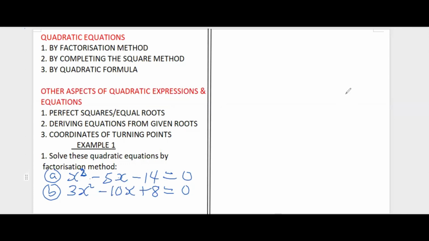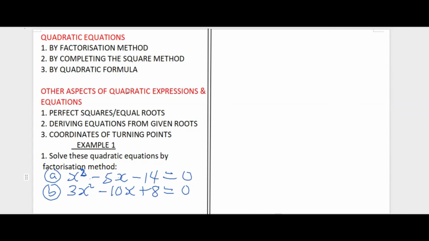In our quadratic equation, we shall be considering three methods for solving it. First is the factorization method. The second is the completing the square method. And the third is the use of the formula that some people tagged the almighty formula.